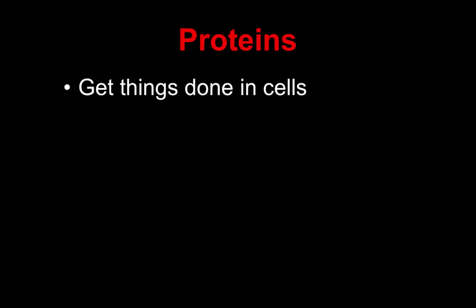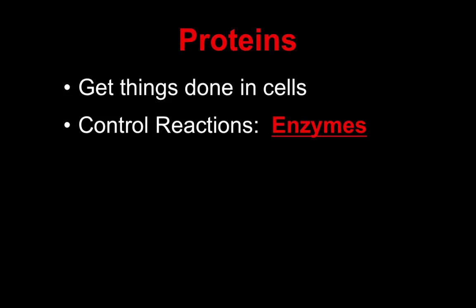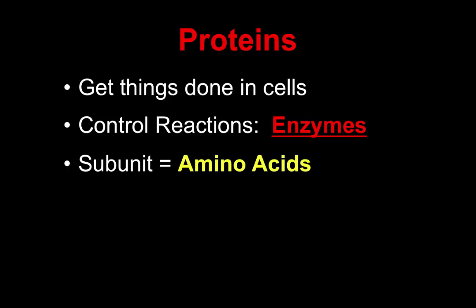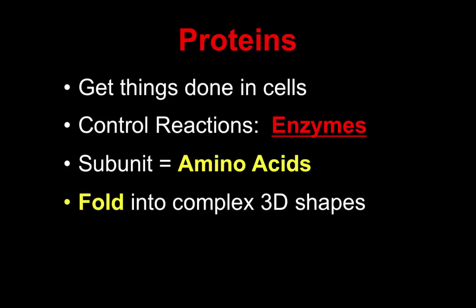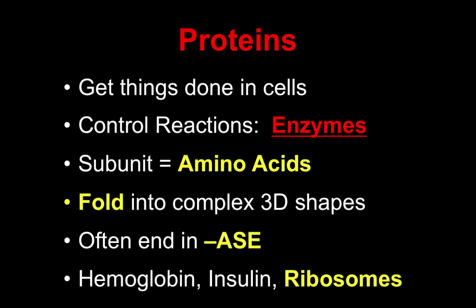Proteins get stuff done in cells. The primary thing that we talk about is they make enzymes, which help control reactions. They're made of amino acids, and the amino acid chains fold into complex 3D shapes that can work like a tool. They often end in "ase." Some primary examples: hemoglobin, insulin, and remember, ribosomes are made partially of protein.